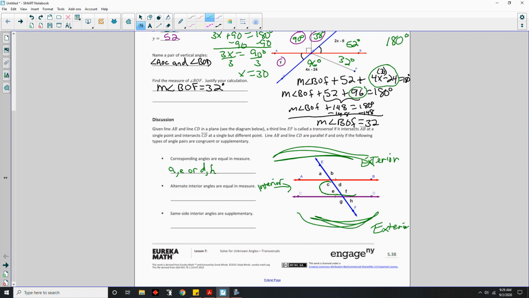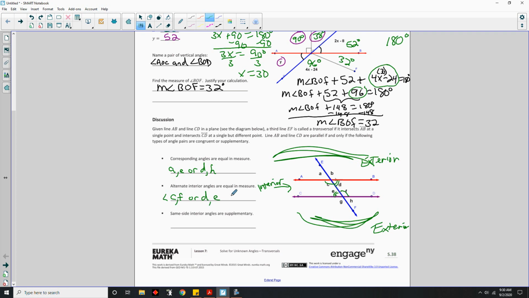So first of all, I'm focusing on these four. And alternate means if I'm picking one angle on one side, I have to do the alternate side, and it's got to be equal, so it's down here. Obtuse, obtuse. Acute, acute. So alternate interior angles that are equal in measure are angle C and angle F. Or I could have chosen D and E.